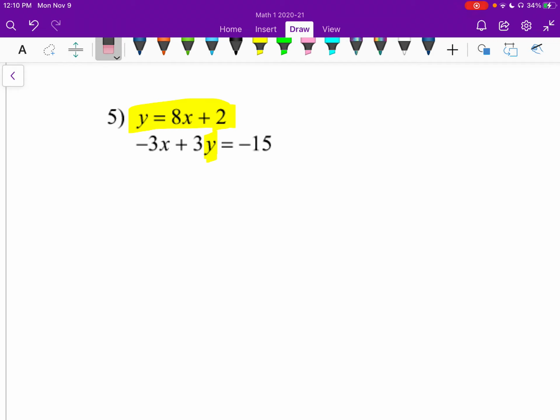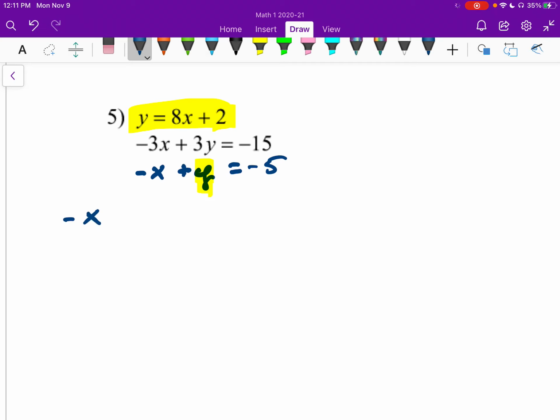Ooh, before we do that, let's notice that the bottom equation has a bunch of 3's in it. 3x, 3y, and then negative 15 is 3 times 5. So let's divide everything there by 3. So I got negative x plus y is negative 5. And what that does is that makes the problem just a little bit easier because our numbers are a little bit smaller. So I'm going to plug that y into this one.